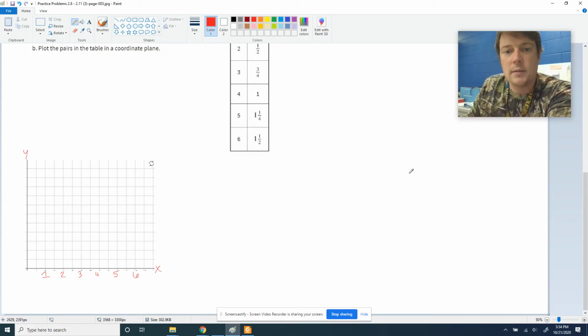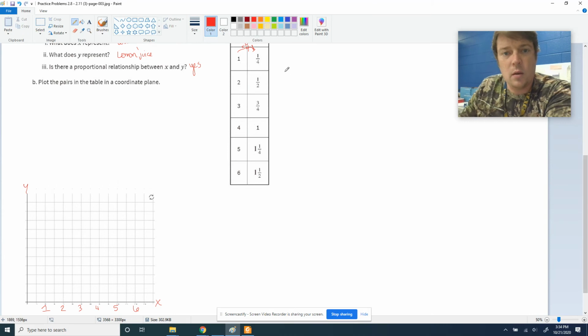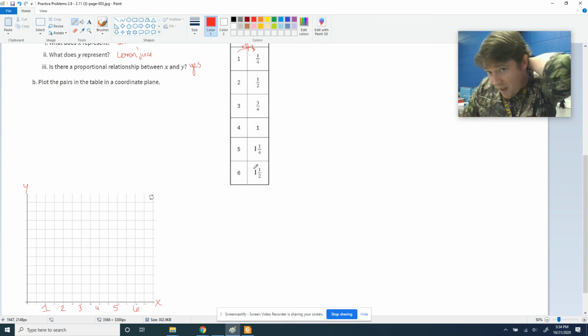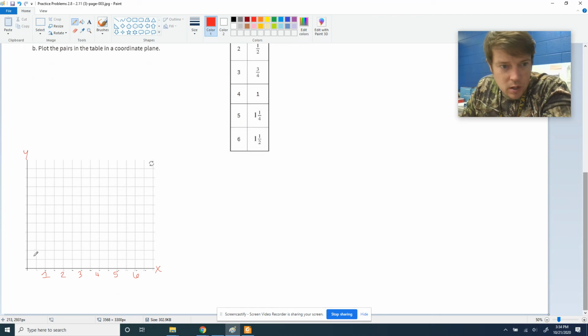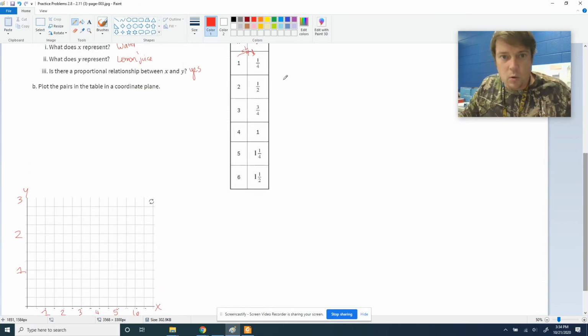Now my Y's go from a 1/4 up to 1 and a half. And I've got 12 boxes, so I think I'm just going to count by quarters. So it would take 4 quarters to make a whole. So what I'll do here is 1/4, half, 3/4. This will be 1 whole. 1/4, half, 3/4. This will be 2 wholes. Quarter, half, 3/4. This would be 3 wholes at the very top. Okay, so we've got our graph and we have our ordered pairs right here.